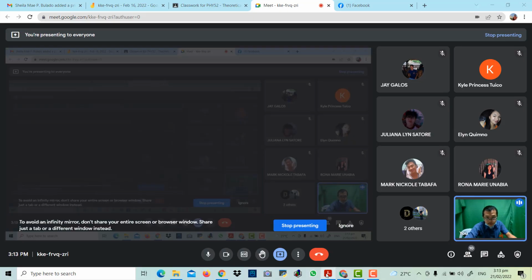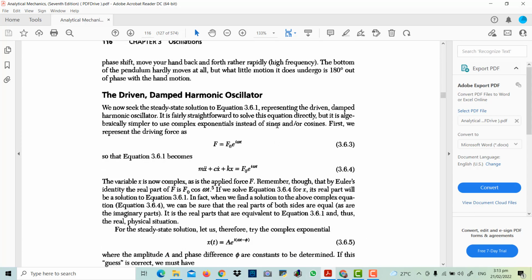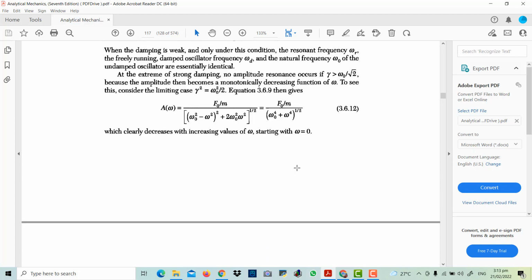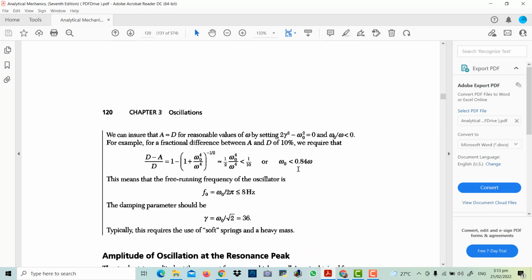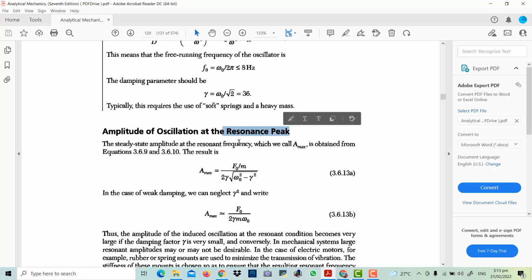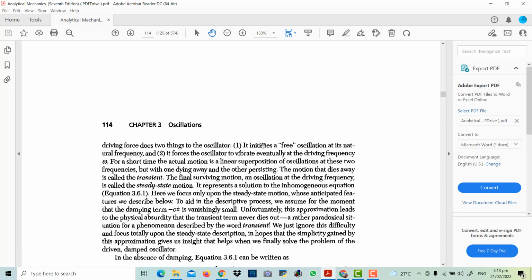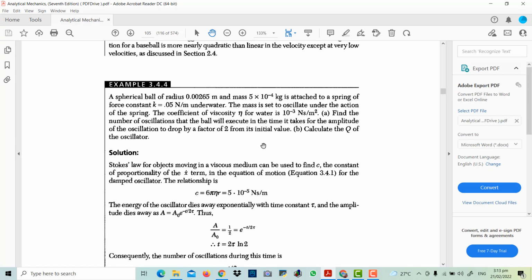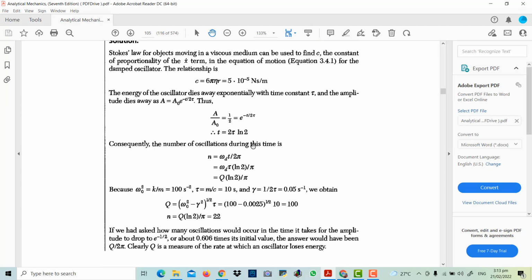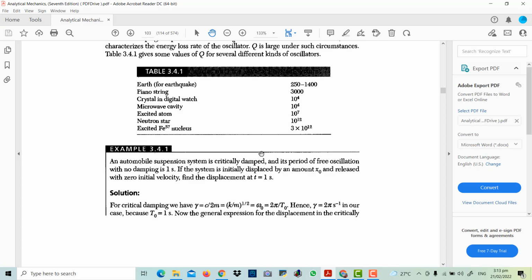Okay, so first example is we have this again. If you have time, please read what is this driven damped harmonic oscillator, what is forced harmonic motion, resonance, what do you mean by resonance, forced harmonic oscillation and so on. So we have covered this already, on page 105. Okay? We have covered this in the damped harmonic motion system.